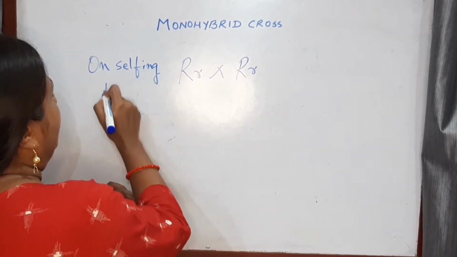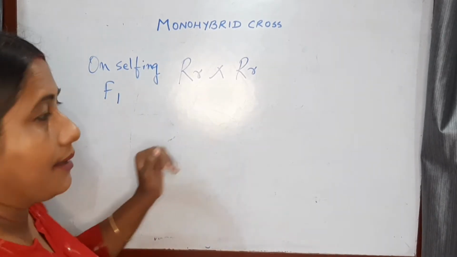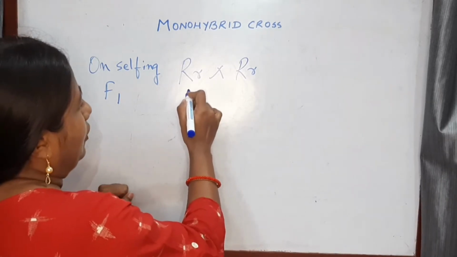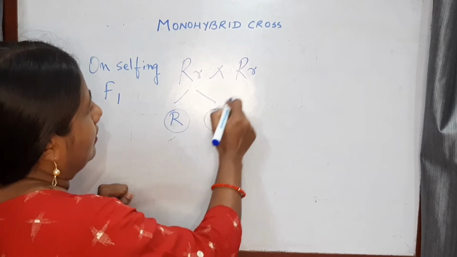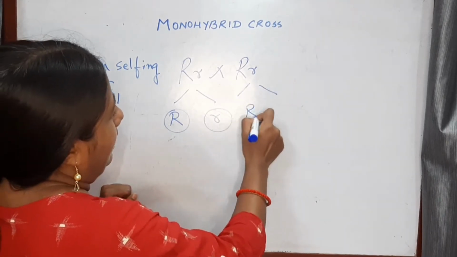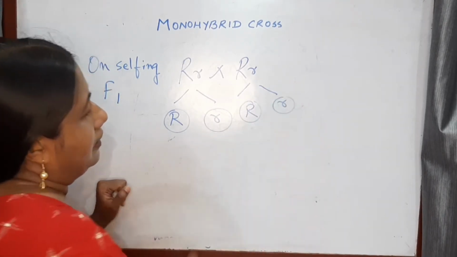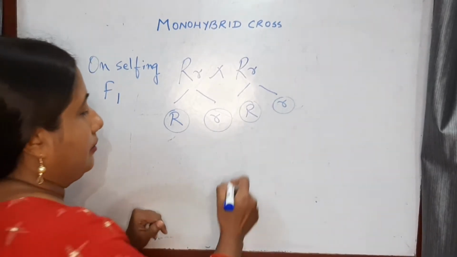On selfing F1, that means on selfing the F1 generation plants, what will be the gametes? Capital R and small r here. Again here, capital R and small r. Now again you draw a Punnett square.